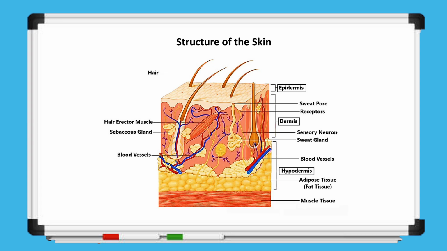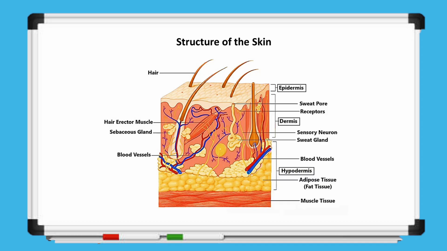Other important labeled structures include hair, which grows from hair follicles and extends through the epidermis. The hair erector muscle is attached to the hair follicle and contracts to raise the hair, causing goosebumps. The sebaceous gland secretes sebum that lubricates and waterproofs the skin and hair.